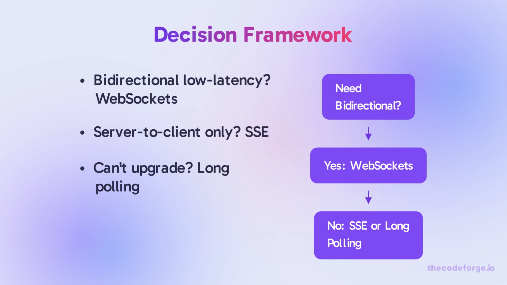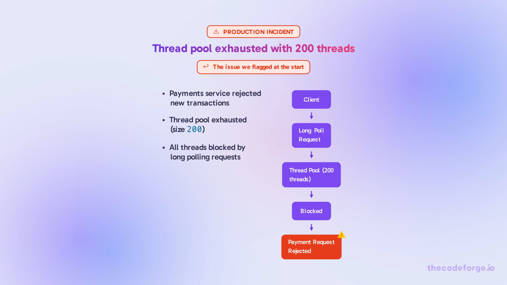Here's a rule of thumb: need bidirectional, low latency, and can control the network? WebSockets. Need server-to-client streaming only and want simplicity? SSE. Can't upgrade the server or client, or need to traverse restrictive proxies? Long polling.